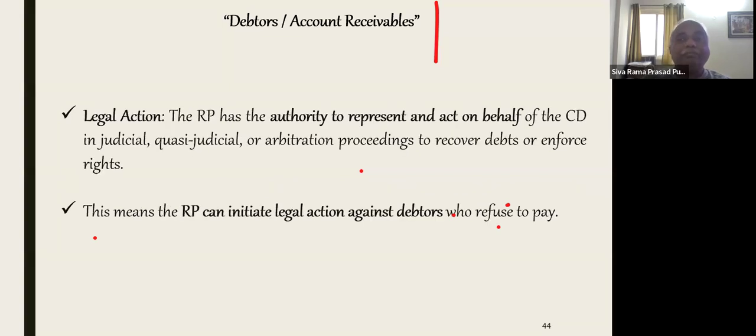Legal action. The RP is the authority to represent or act on behalf of the corporate debtor in judicial, quasi-judicial or arbitration proceedings to recover the debts or enforce the rights, including the bills receivable or account receivables or debtors. This means the RP can initiate legal action against debtors who refuse to pay.